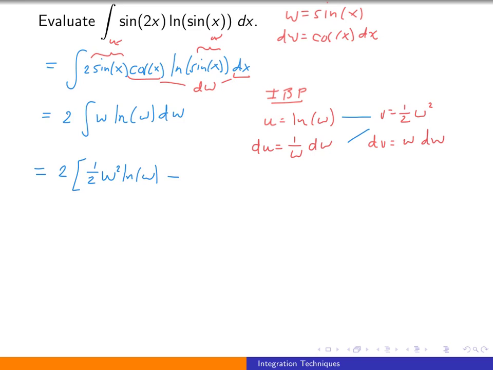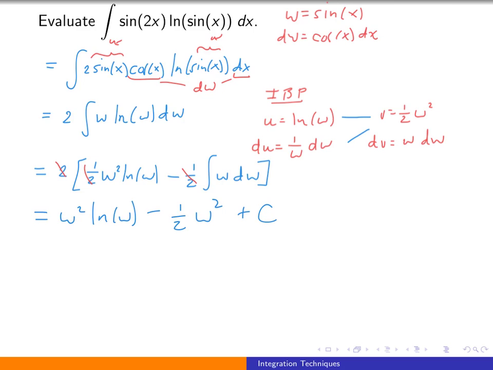So I'm going to go ahead and pull the 1/2 out of the integral, and then our integrand is going to be w squared over w, which is simply w. At this point, I'll go ahead and distribute the 2 through, which will cancel off the 1/2 in each term. So we have the first part, w squared natural log w, and we're subtracting away the antiderivative of w, which is 1/2 w squared. And then we'll remember our plus c.